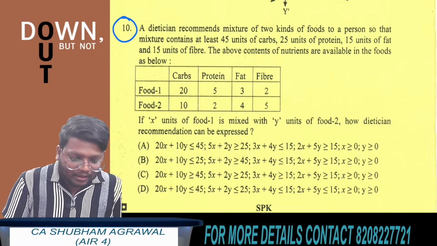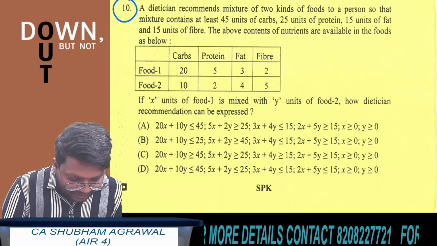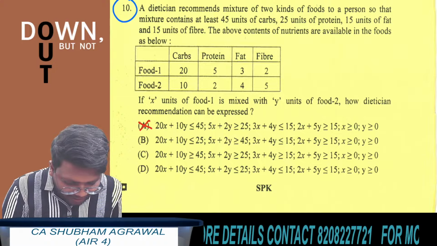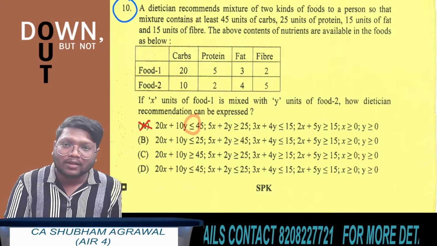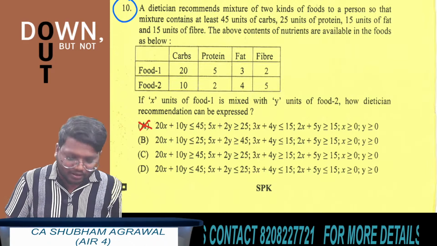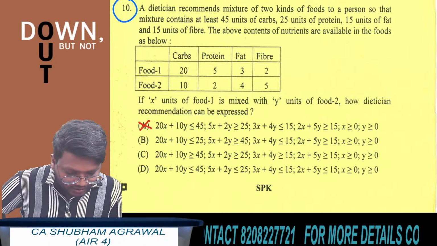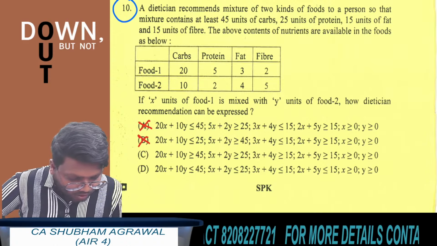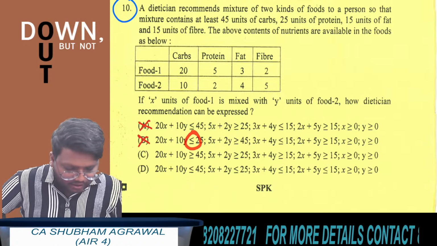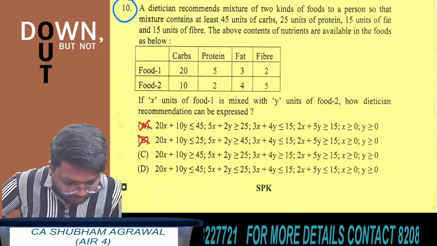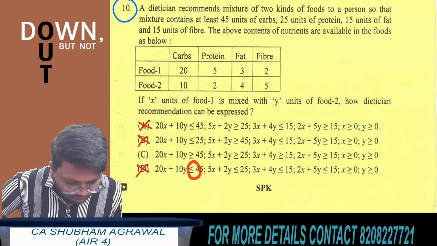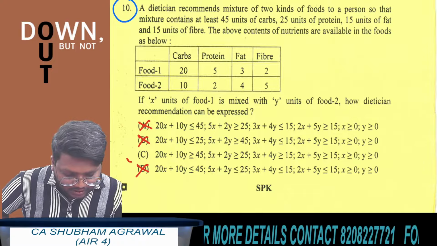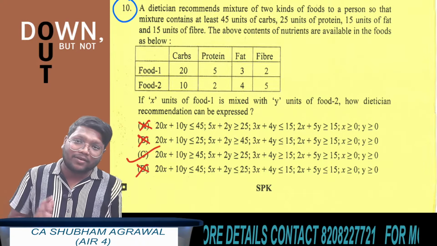Now see, you can eliminate option A directly. Why is option A wrong? Because here they have used which sign? Less than or equal to. The correct sign is what? Greater than or equal to. So definitely option A is wrong. Option B is also wrong. Again here they have used which sign? Less than or equal to. And option D is also wrong, because here also they have used less than or equal to. So which option is correct? Option C. This question number 10 is very simple.